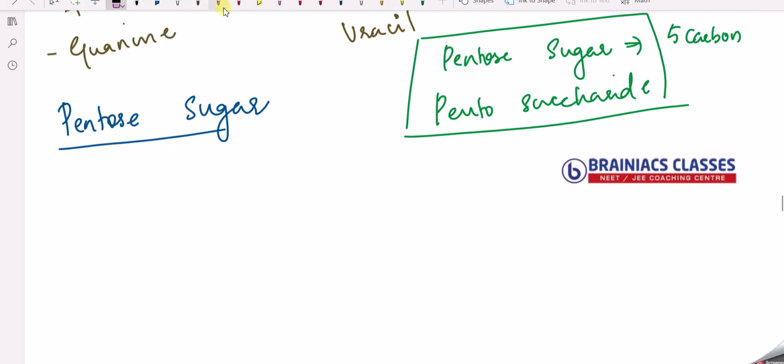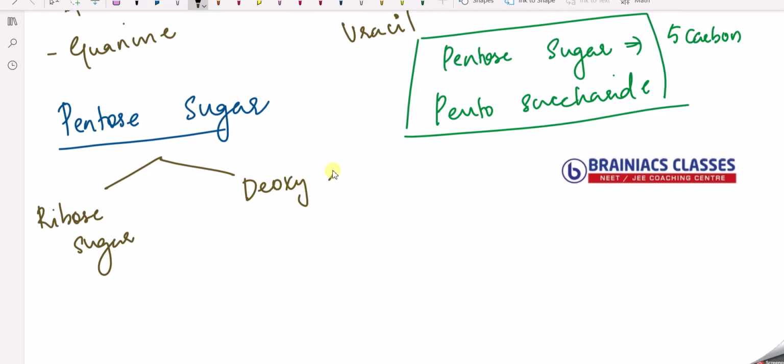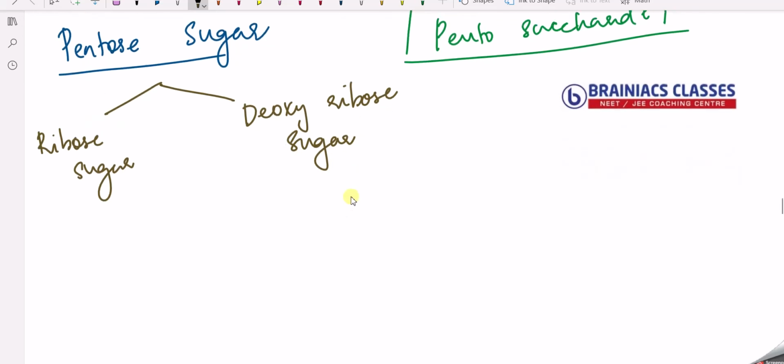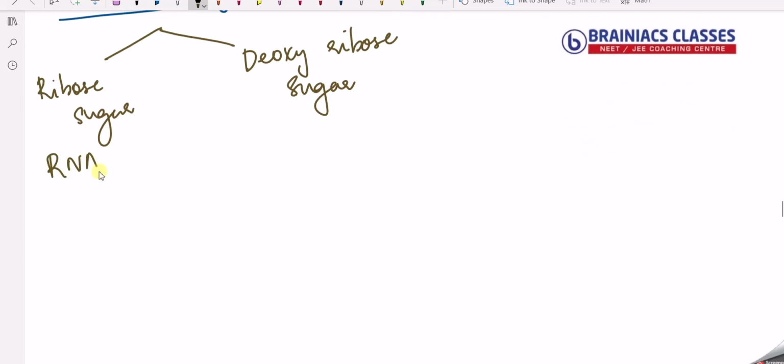So tell me, what are the types of pentose sugar? Two types of pentose sugar, right? One is ribose sugar. Second is deoxyribose sugar. The ribose sugar is seen in RNA, and deoxyribose sugar is seen in DNA. Right? Any doubt? No doubt.